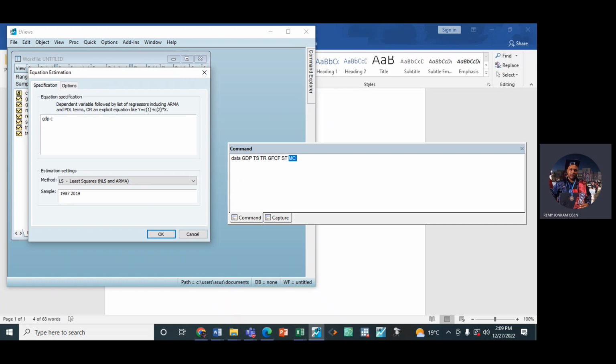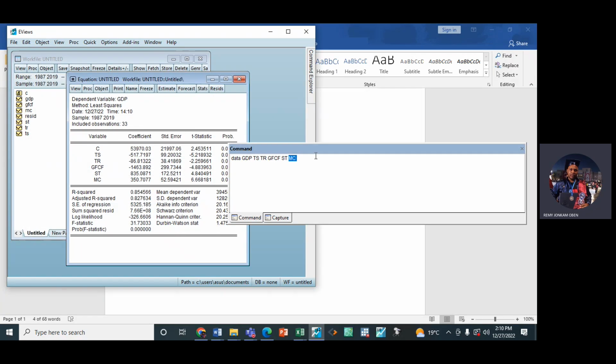GDP constant, TS, TRO, gross fixed capital formation, ST. So I'm not including MC, right? That is, I'm assuming that these are the two problematic variables. These last two, ST and MC, both of them have high correlation. They are causing multicollinearity. So I want to remove one of them. I remove MC. Okay. Guys, before you remove a variable, I will run this regression with MC. I'll show you something. MC. So I'll run the regression with all the variables.